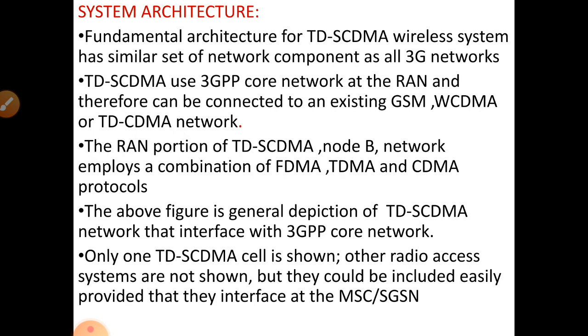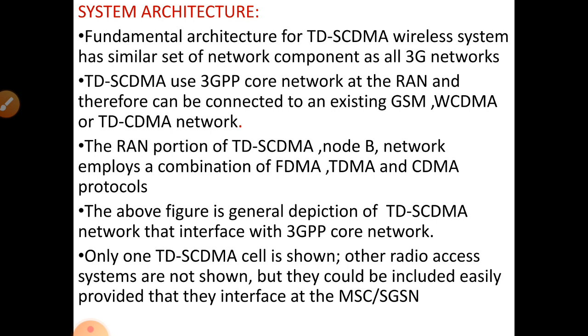Next we are going for the system architecture. The TD-SCDMA wireless system has a similar set of network components to those used in the third generation network. TD-SCDMA uses the third generation partnership project core network at the RAN, and this corresponding network will be connecting to the GSM, WCDMA or TD-CDMA network.